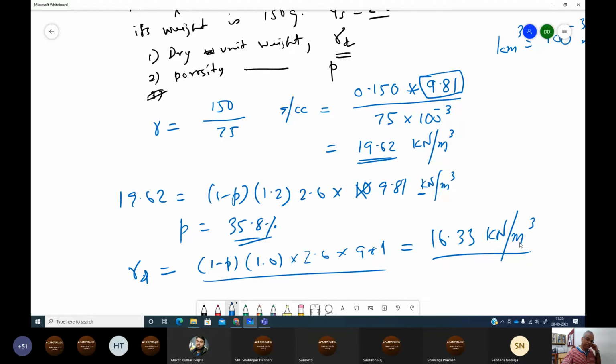That means the same soil sample, if it is not water filled, completely dry, then its unit weight is 16.33 kilonewton per meter cube. Okay. Any questions regarding this? It is okay, right?